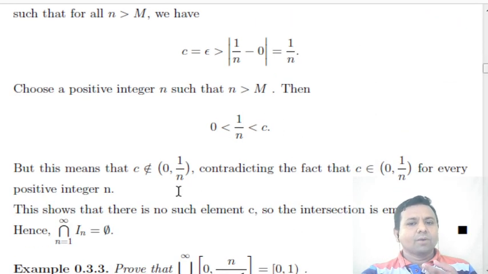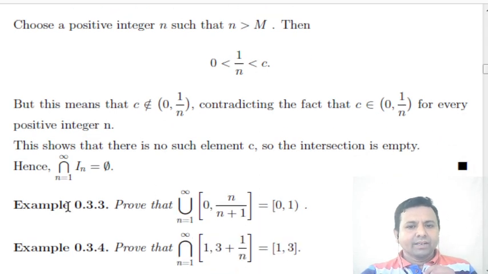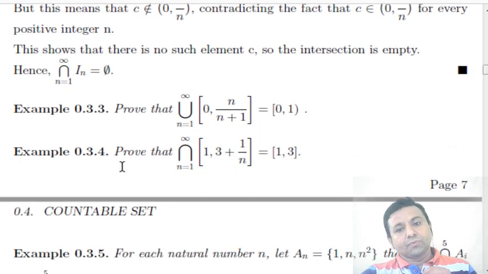So by this, c does not belong to the open interval (0, 1/n), a contradiction to the fact that c belongs to the open interval (0, 1/n) for every positive integer n. This shows that no such element c lies in this intersection. So the intersection is the empty set, hence we have the intersection of In equals the empty set.